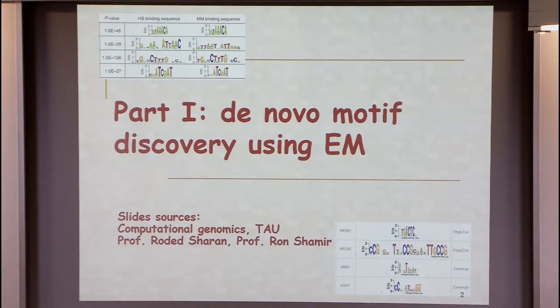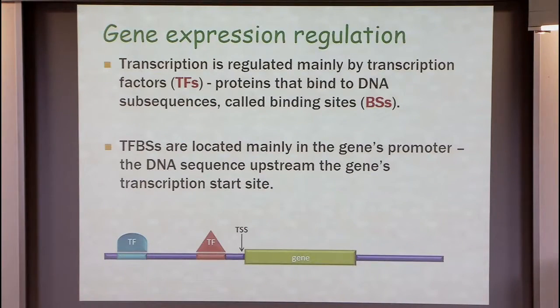So let's start with de novo motif discovery using expectation maximization. I think it will be a good reminder because EM is a great algorithm. It's very useful, and many bioinformatic problems use it. The slides are taken from the Computational Genomics class at Tel Aviv University, given by Professor Oded Shamir and Ron Shamir.